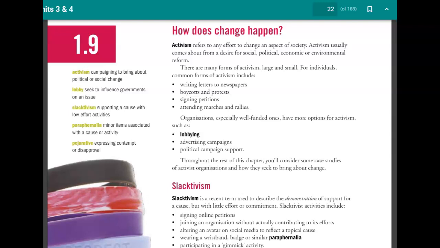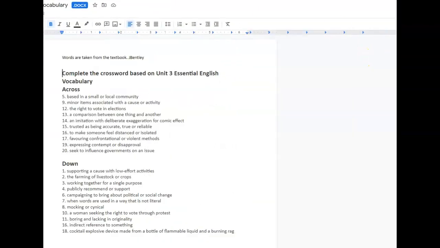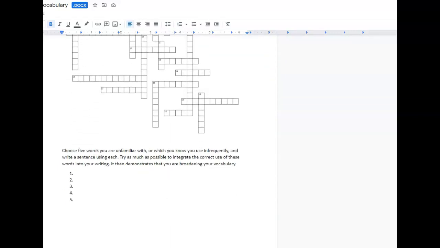As part of this week, you're going to complete a crossword that identifies and helps reinforce the meaning of the vocabulary that you're going to be working with. So you'll find that the crossword will look very much like this, and I will just show you so you can see it. You'll have the clues across, and the crossword is there.